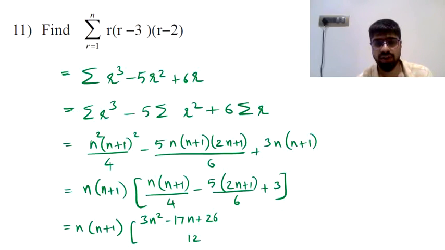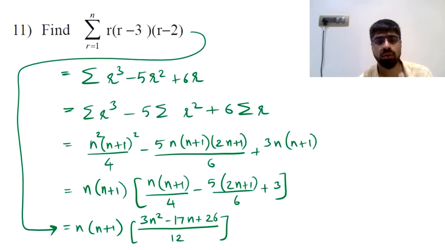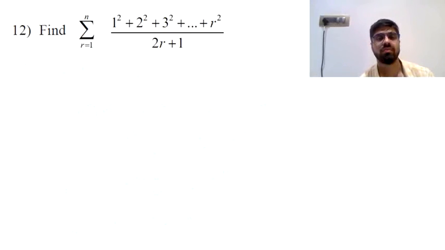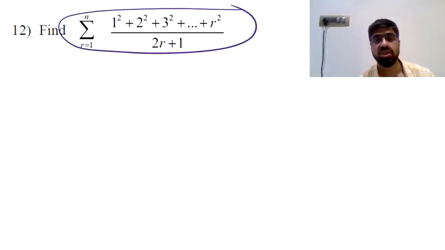So yeah, that's the final simplification for the 11th question, and the given expression gets evaluated to n into n plus 1 into 3n square minus 17n plus 26, the whole divided by 12. Let's go ahead with question number 12.